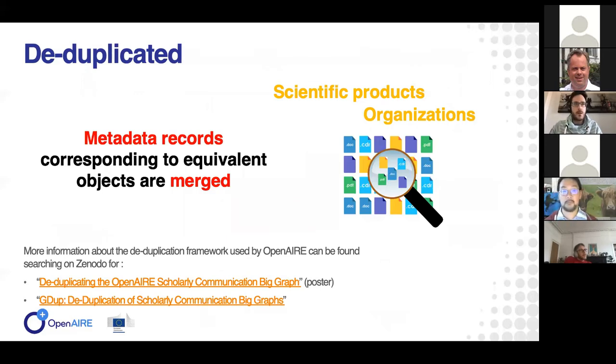There are a few links to literature on how things have been done in OpenAIRE in order to do the magic of the deduplication. As I was saying, we try to have the best representation of all the records. We are not saying this record is better than the others. We try to get all the pieces of information and stick them together in order to give the best perspective of what's going on. And we do that for scientific products, so publications, research data, software, and for organizations, because when you collect from lots of different sources, organizations can come in a broad range of variations.